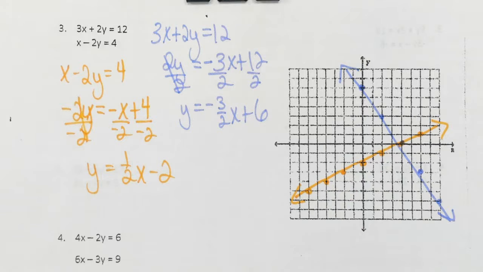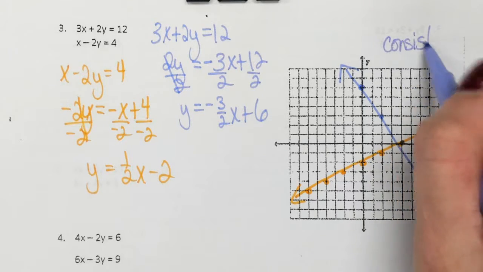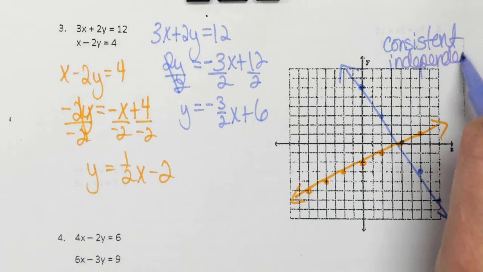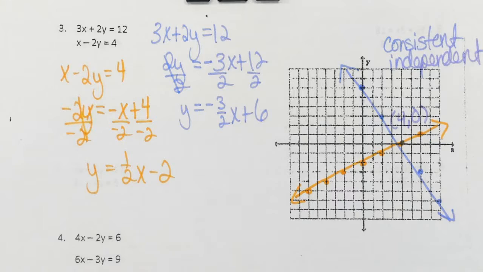Did you get that? For number 3? So what do we call it? Beautiful. And what's the point where it crosses? 4 and 0 is the solution. Very good. 4 and 0 is the solution. Perfect. All right, keep going on 4.